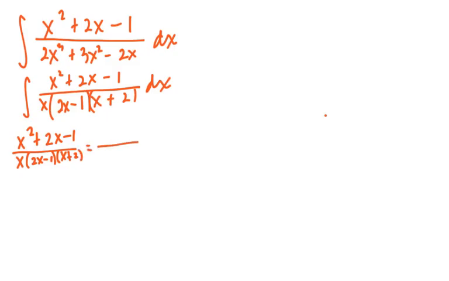Now our denominators here are, first of all, we have an x, and we have a 2x minus 1, and we have an x plus 2. So we put a letter on each: A, B, C. We're going to multiply through by the common denominator. So when we multiply by the common denominator, it is x times 2x minus 1 times x plus 2.